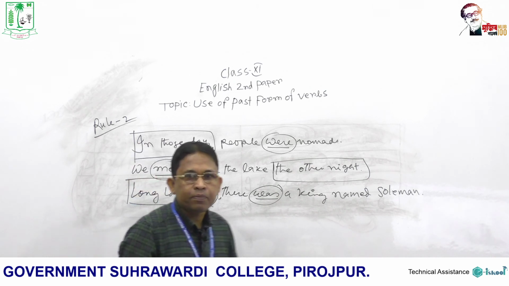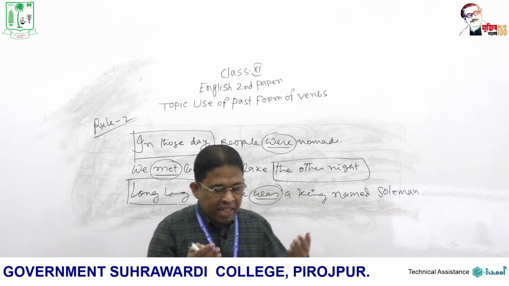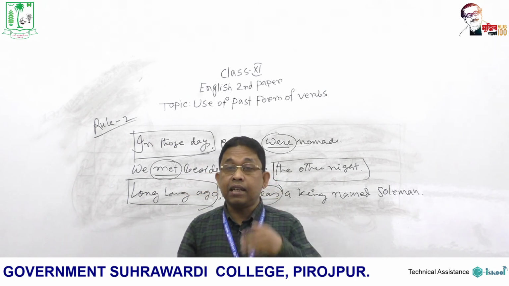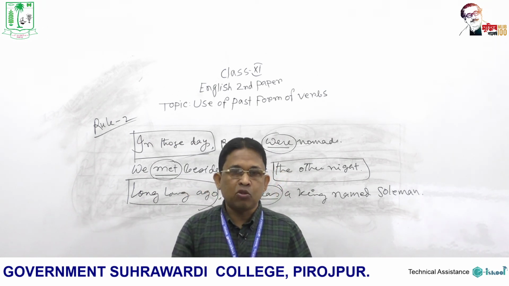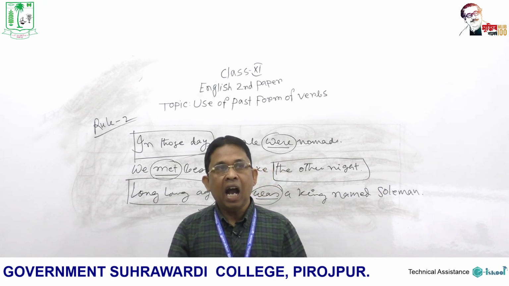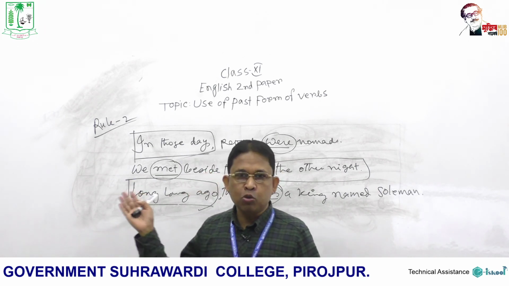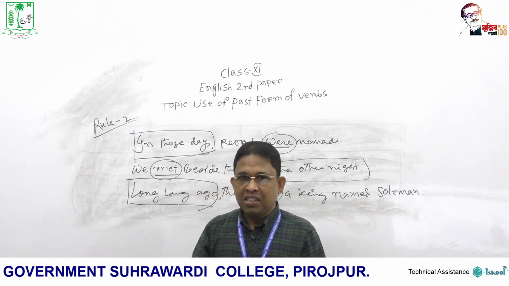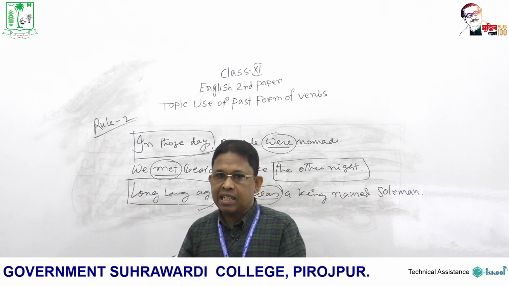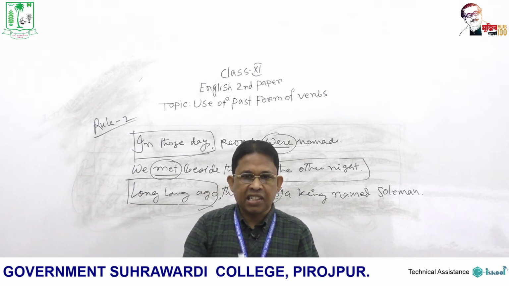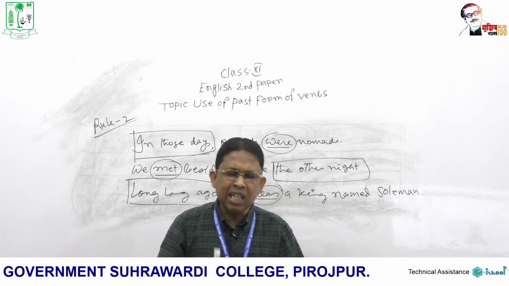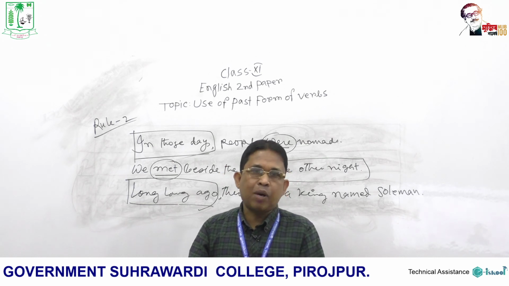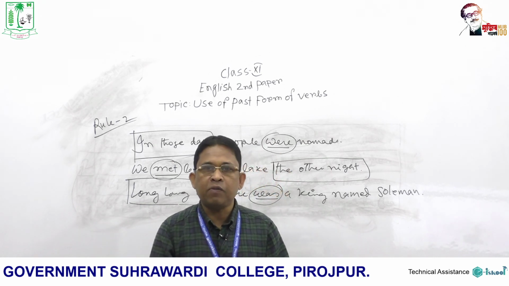So, what is the rule? The rule is that whenever you get any words or phrases in a sentence which indicate in any way any past action, then we have to use the past form of verbs. I repeat, rule number 2: whenever you get any phrase or word in a sentence which indicates that the action stated in the sentence happened in the past, whenever you get this type of word or phrase indicating a past event, then you have to use the past form of verbs.